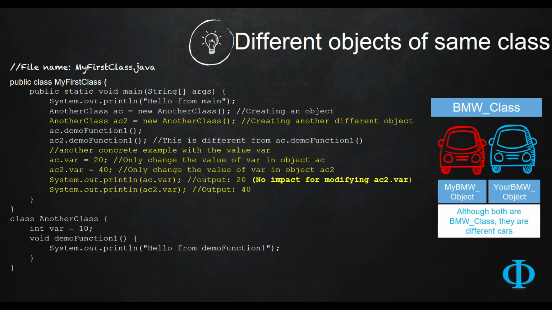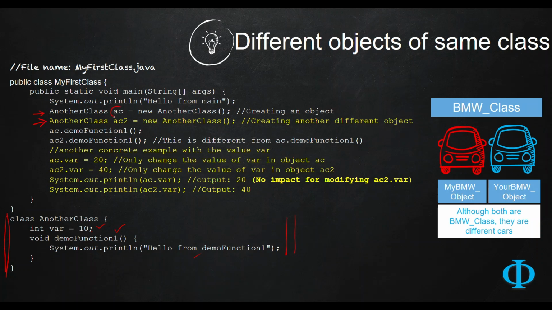Now in this slide, we are going to take a deeper look at classes and objects. We are going to use the same class that we used in the previous example, where it has a variable called var and a function named demo function 1, and the contents and values are all the same. But the main difference between the previous code and this code is that here, instead of only one object, I have created two different objects.